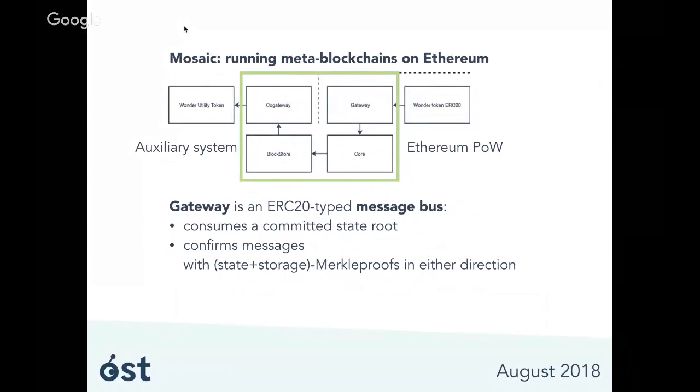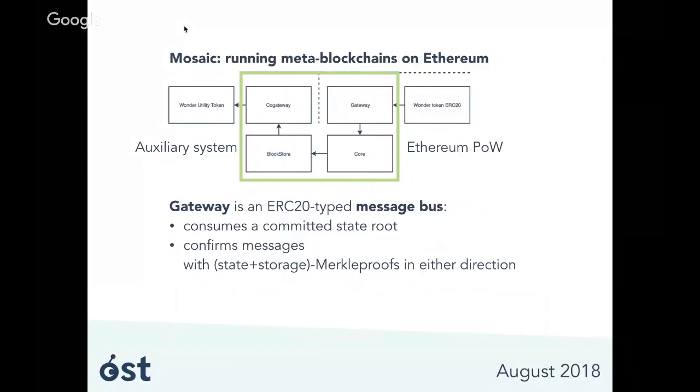Give me a second. Should have done this before. And we will implement this for non-fungible tokens later as well, so that you can also move them from Ethereum to the auxiliary system, and from the auxiliary system back to Ethereum. But this gateway protocol itself consumes the committed state root of the blockchain.